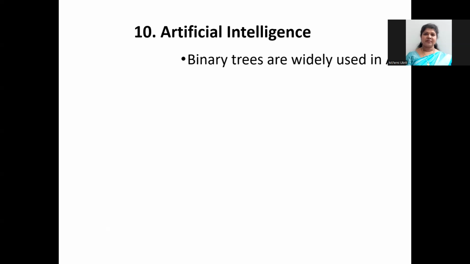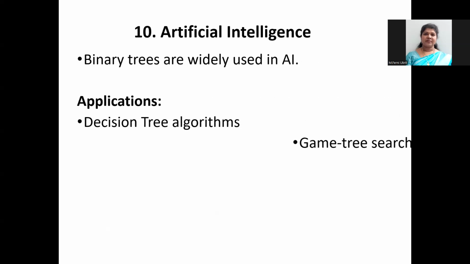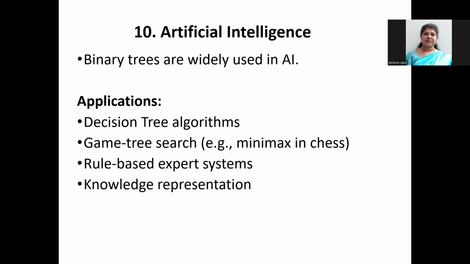And next is the AI. Binary trees are widely used. This all we have already seen: the decision tree, game tree, that we saw in the previous slides, and rule-based systems and knowledge representation. Rule-based systems will be used to represent the rules in the form of if-then decisions. Okay, if-then decisions.